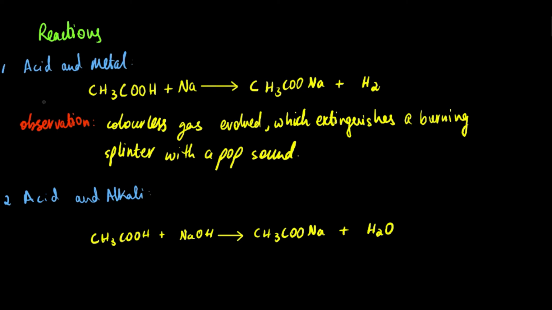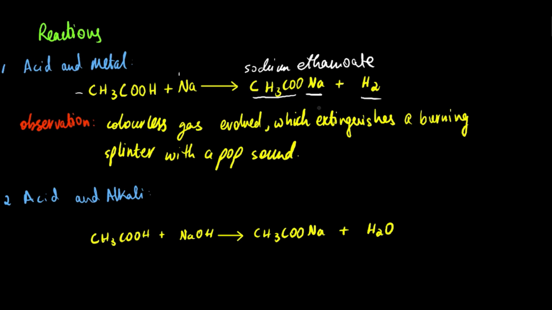So the first one, as we can see, is the reaction of any carboxylic acid. I've taken the example of ethanoic acid, and that reacts with any metal. I've taken the example of sodium, and when these two reagents react with each other, you will get an ethanoate salt and hydrogen gas. So the name of this salt is sodium ethanoate.